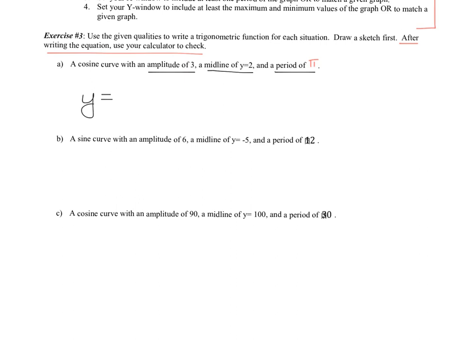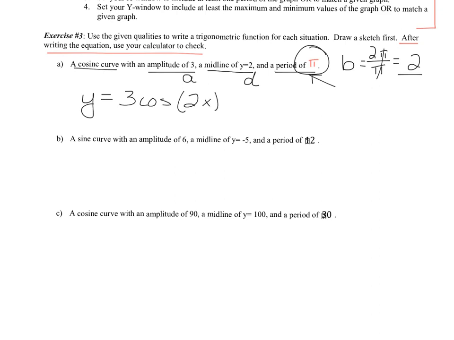Now you're going to see this is pretty easy. I can pick positive or negative. I'm just going to always keep it positive on these. If I know my amplitude goes in for the A, my midline goes in for the D, and my period to get my B value, this is the one tricky part, remembering we don't ever put the period in the equation, we have to use 2 pi over the period to get the B value, so this is a 2. Then I can just put those numbers in. So A is 3, we're working with cosine, my B value is 2, so I can do a 2x. Midline is 2, so I write plus 2.